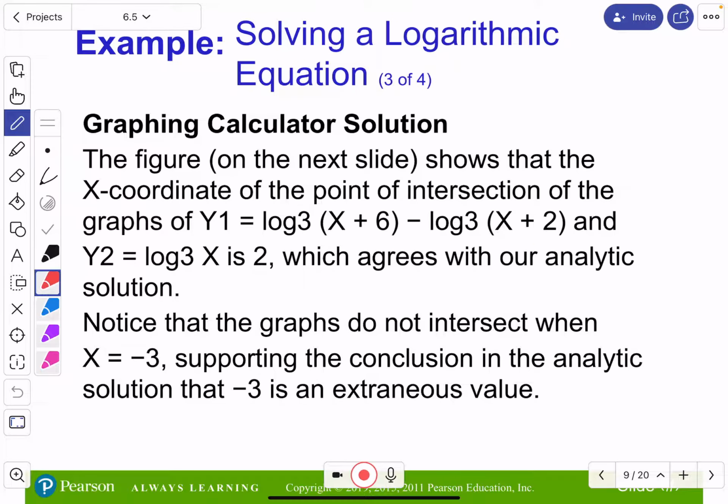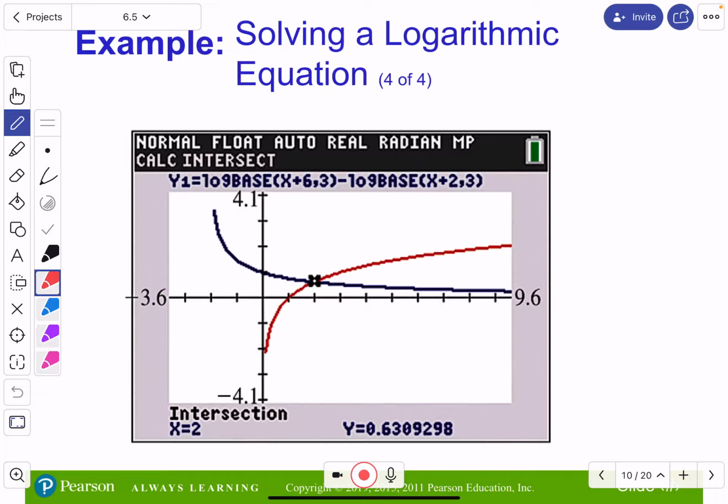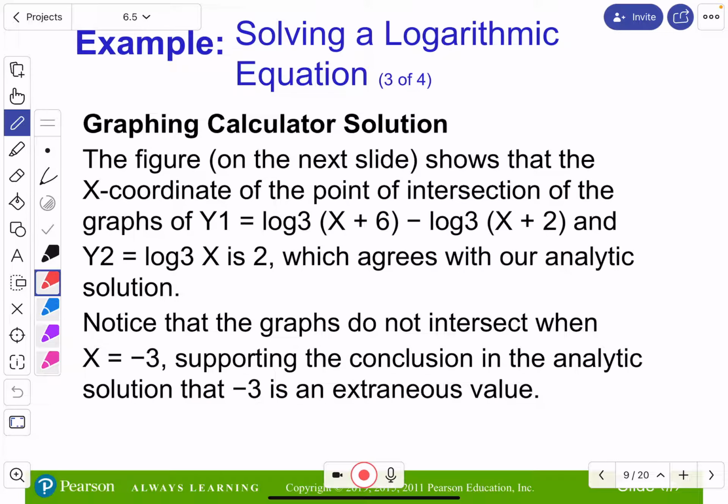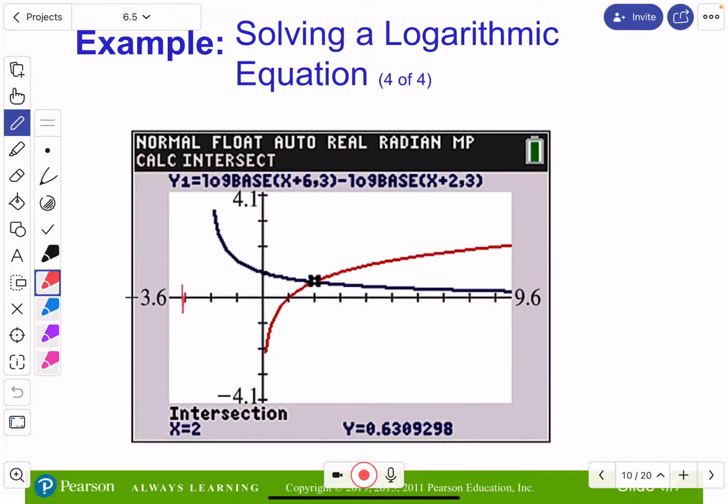All right. Graphing calculator. So if you were to graph these, let's see, they do not intersect when x equals negative 3. So if we look at the picture over here at negative 3, they don't intersect. So it's okay that we crossed it out because it's not a solution. So that's how you can graphically see there's only one solution as well.